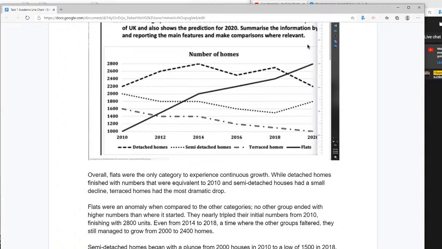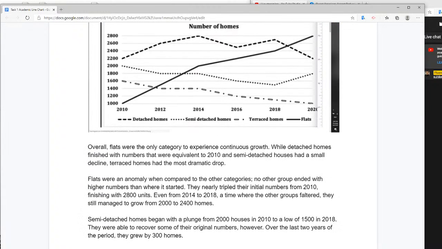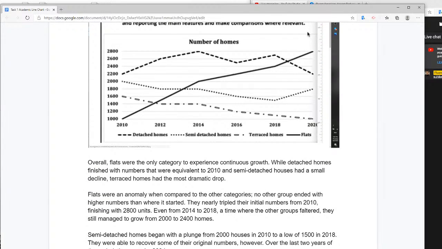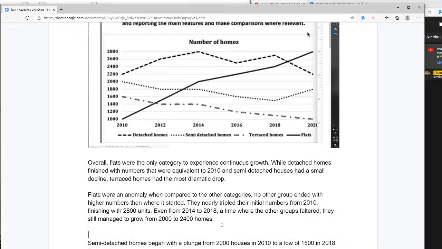Okay, so I needed to adjust the flats category because I used the wrong term. So always double check. Glad I caught that. So detached homes. The only other category. In fact, you know what? Since they have some similarities, at least initially, with flats, I'm going to actually move this paragraph closer to it. Okay, so I'm going to move it up here.